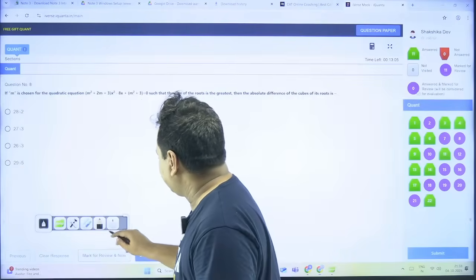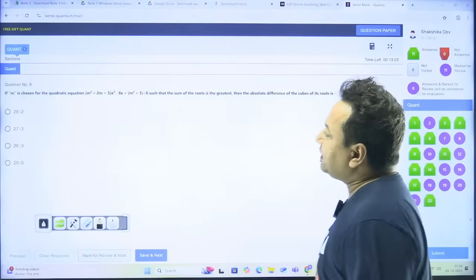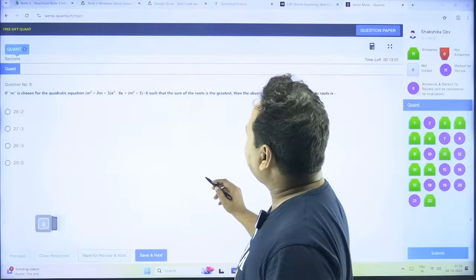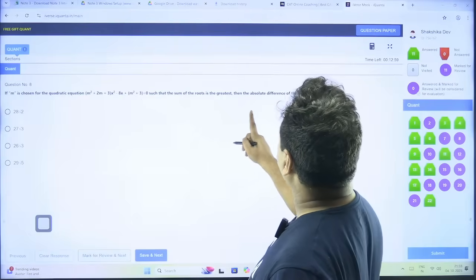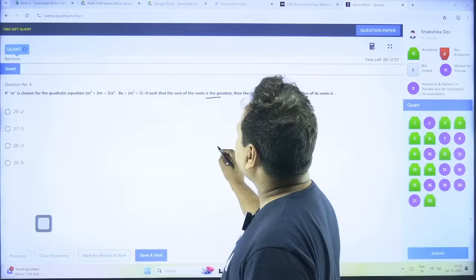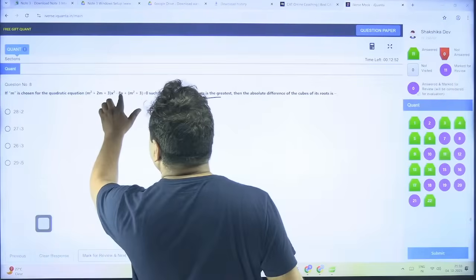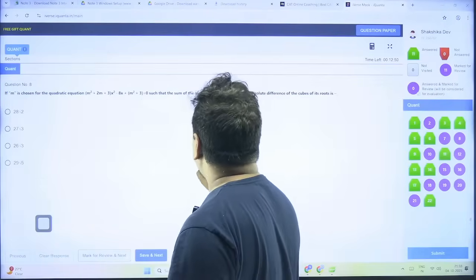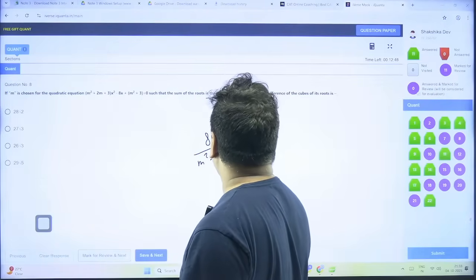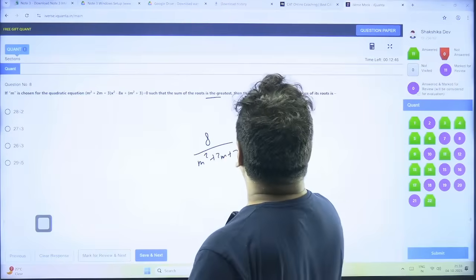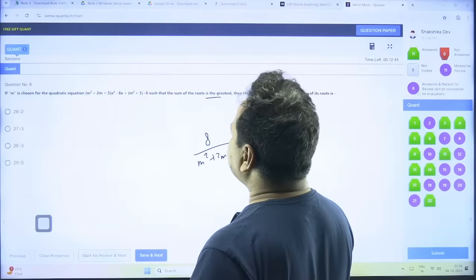I'll do this now. Algebra, my favorite. M is chosen for the quadratic equation such that the sum of roots is greatest. Sum of roots is what? यहाँ पे कितना गंदा लग रहा है ये. Minus 8x लिखा है. Okay. So 8 upon m square plus 2m plus 3. Absolute cube of its roots is, okay, nice.